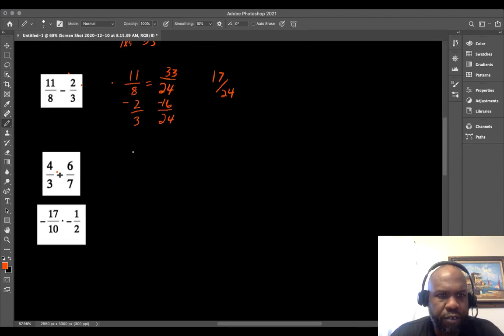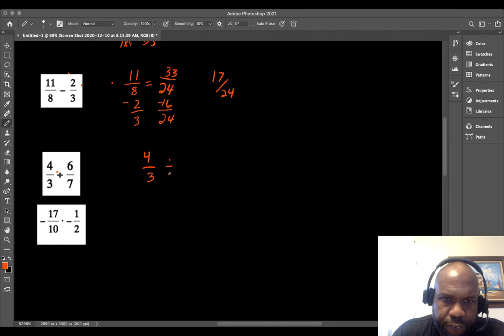All right, so we have another one. This is division. We have 4 over 3. Now I usually do this on the side because it's easier to see. And then we divide by 6 over 7. I don't have to change this; I can keep it as an improper fraction right now.